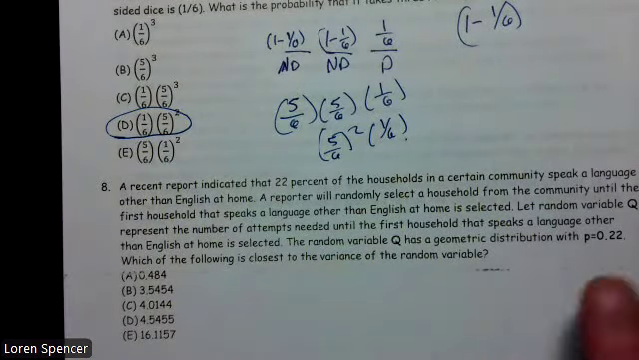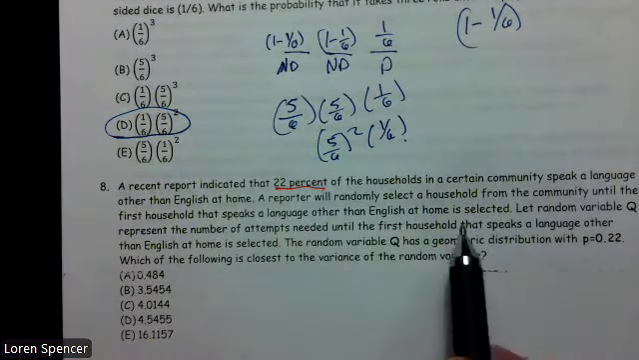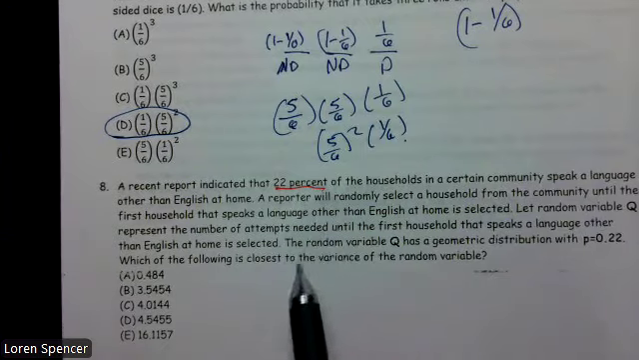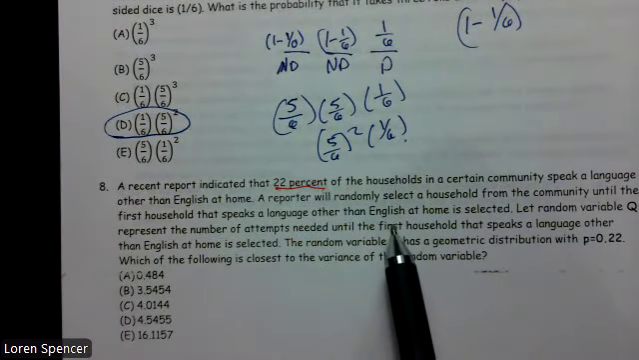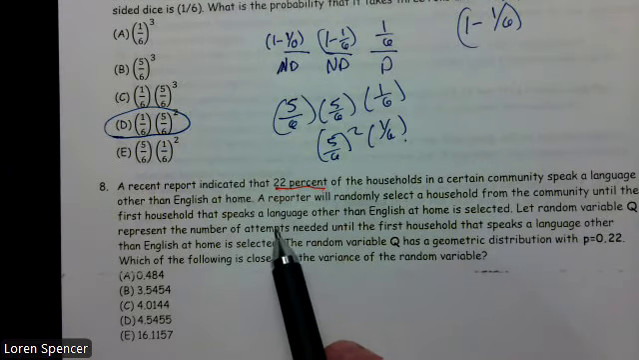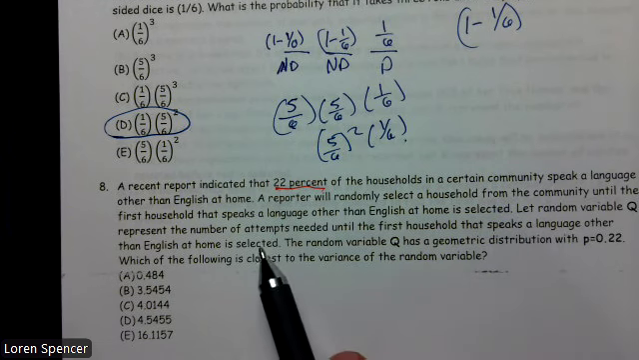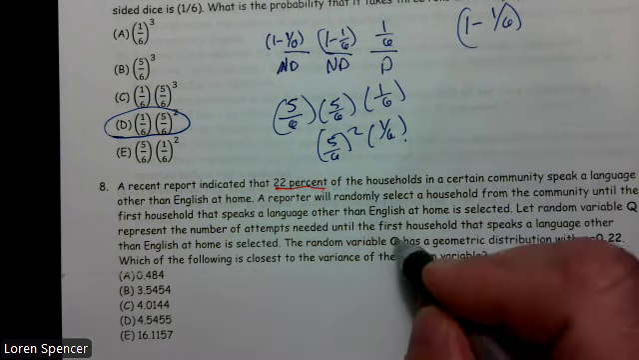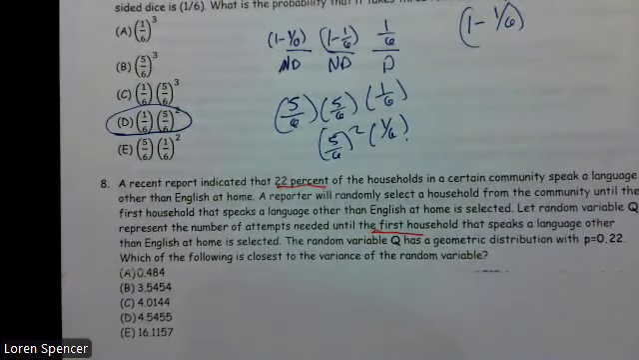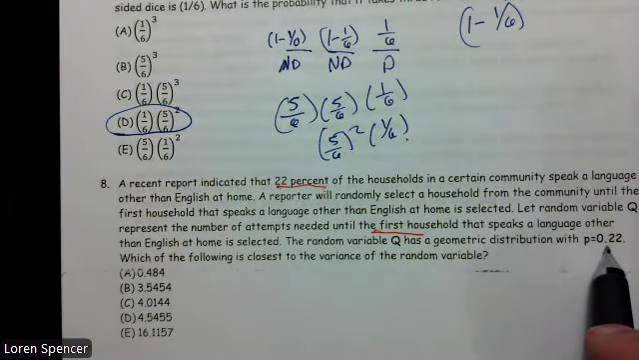Number 8: a recent report indicated that 22%, so this is our p, we've got a probability of 22%, of households in a certain community speak a language other than English at home. A reporter will randomly select a household from the community until the first household that speaks a language other than English at home is selected. Let random variable Q represent the number of attempts needed until the first household that speaks a language other than English is selected. The random variable Q has a geometric distribution with p equals 0.22.